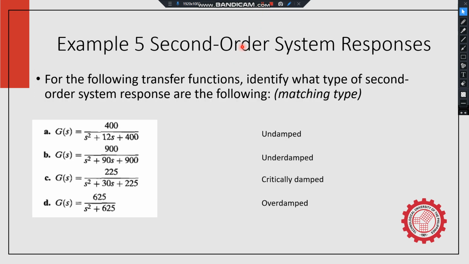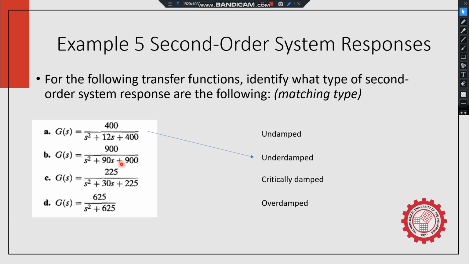So let us have this example, to practice if we could easily identify the types given their transfer function equation. So the first one, we first need to identify if this is a perfect square trinomial. So what is the square root of 400? I think it's 20, times 2, it's 40. So 12 is below 40. So what should it be? It's underdamped.